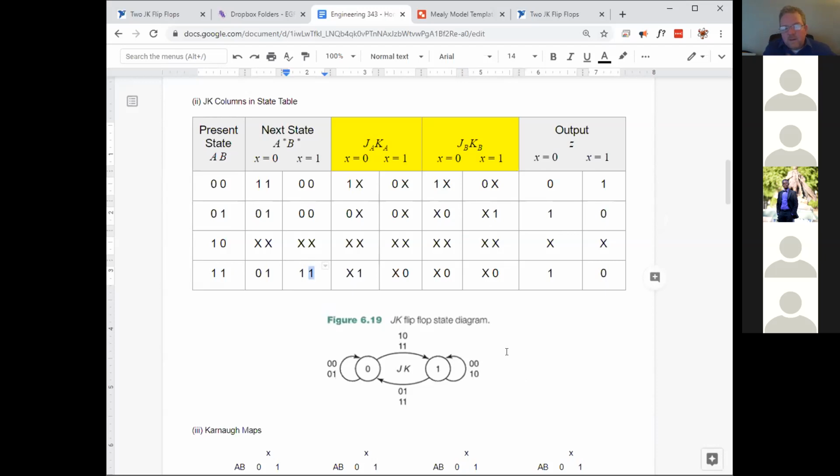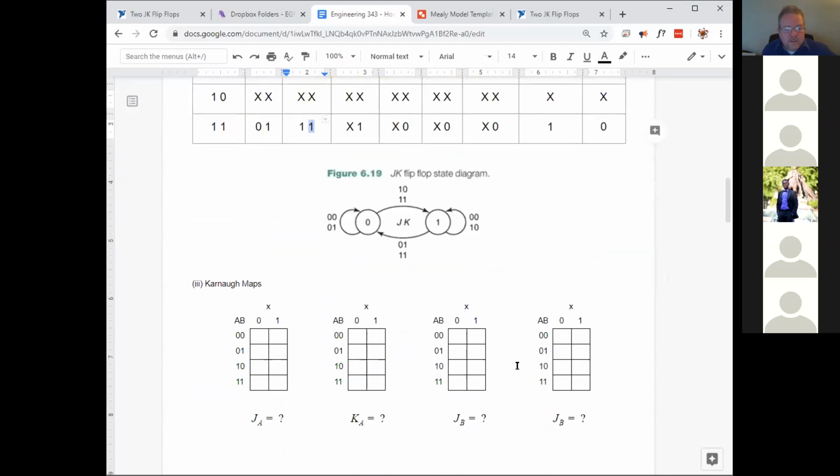How can you use that to actually get to the point where you have a circuit that solves this problem, that keeps the circuit flowing in that particular series of states? And the answer is Karnaugh map. So what you do is you make a Karnaugh map for JA, KA, JB, and KB. This should really say KB right there. Okay. So JA, KA, JB, KB.